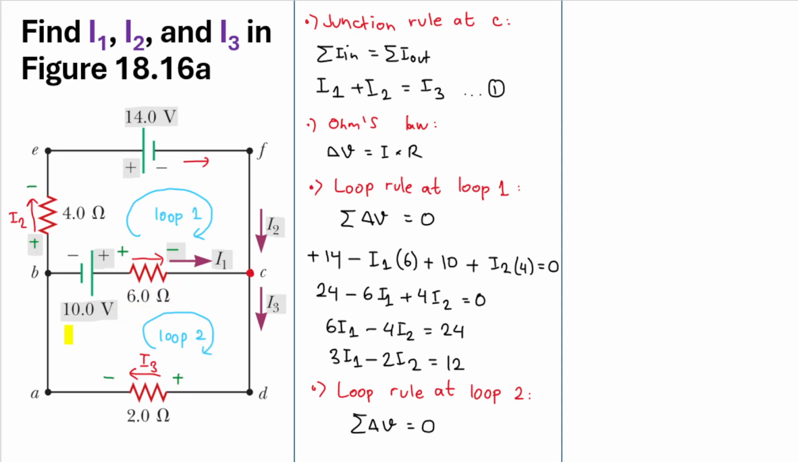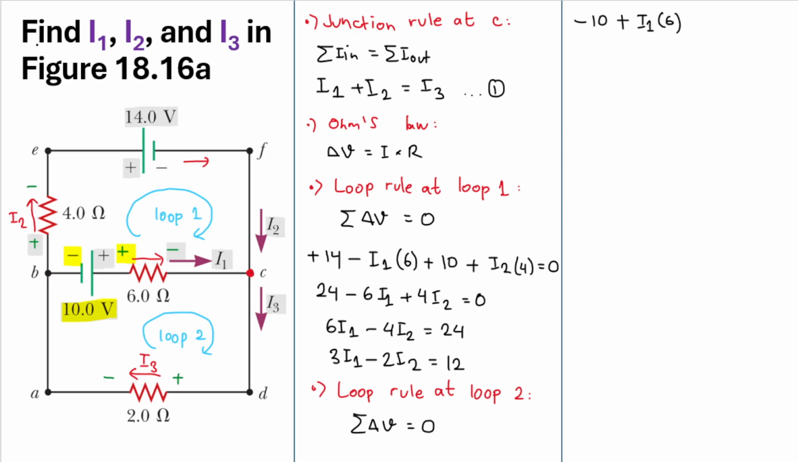So this loop 2 will enter this battery from the negative side. So our sign here will be negative. Okay, and then the voltage here is already known, 10 volts. So I'll have minus 10 here. Now let's move on to this resistor. And the loop entering from the positive side, so I will have plus here. And then remember that we have Ohm's law here. The current is I1, and then the resistance is 6 ohm. So I'll have I1 multiplied by 6.